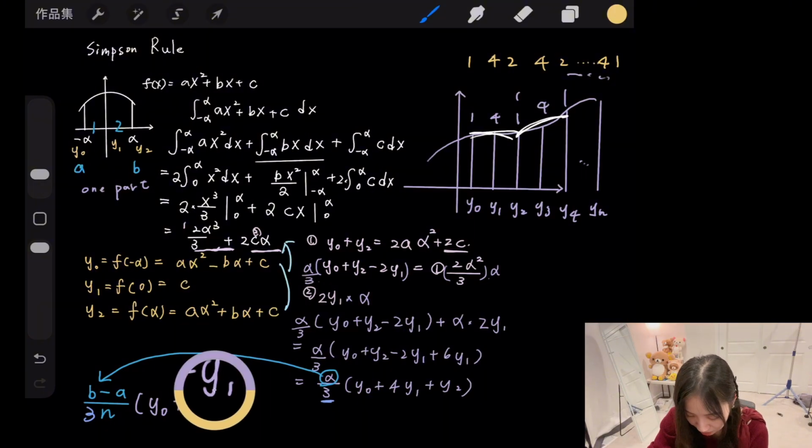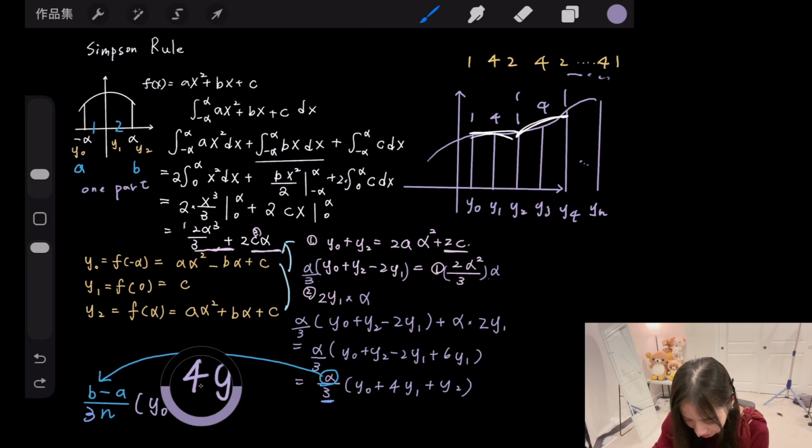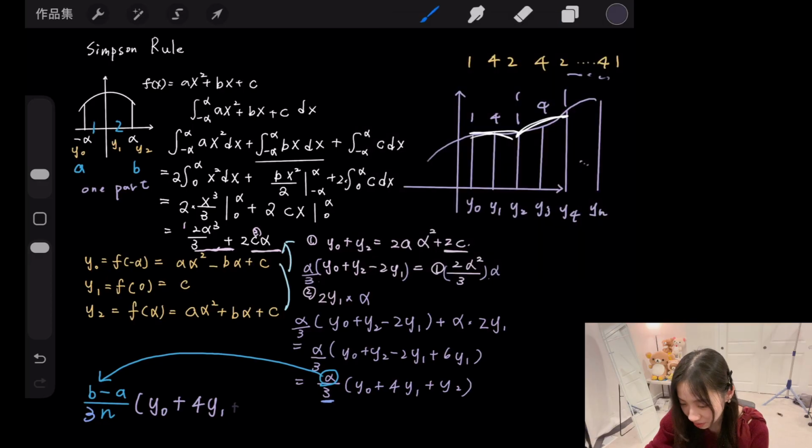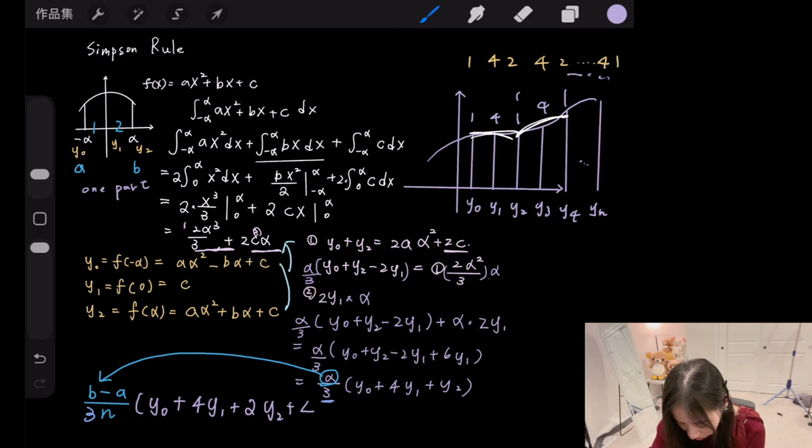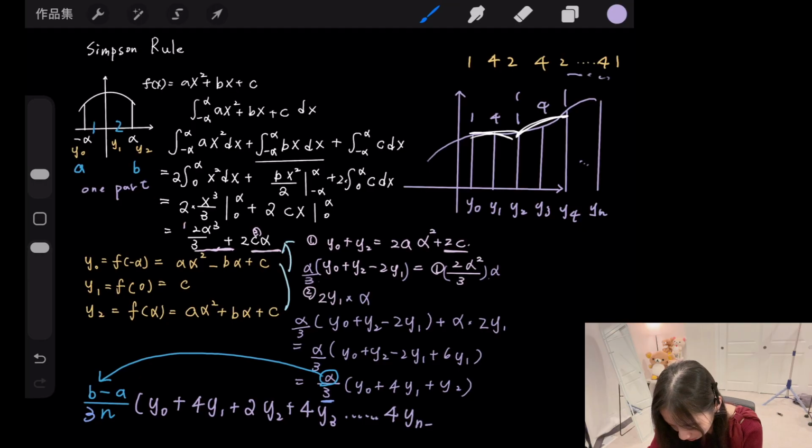Okay, so let's get back here. Because you all know that, so here will be 2 times, I think the color is different, plus, why is that? I think I drew it too light. Okay, probably that's why. Plus 2 times y sub 2, and then plus 4 times y sub 3, so forth and so on, all the way to 4y sub n minus 1 plus 1y sub n.